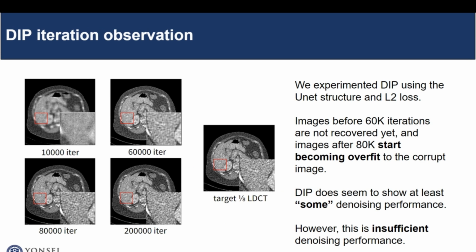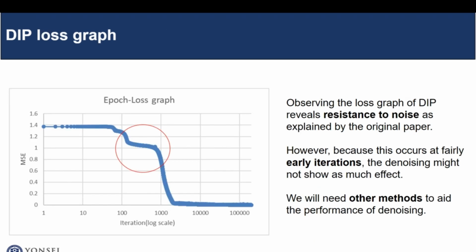Next, we have observed the changes in the CT images using DIP with the original setting. Images before 60K iterations are not recovered yet, and the images after 80K seem to overfit to the corrupt image. If you compare 60K iter to 80K iter, DIP seems to show at least some denoising performance, but since the noise is not effectively removed, we concluded that this is insufficient performance.